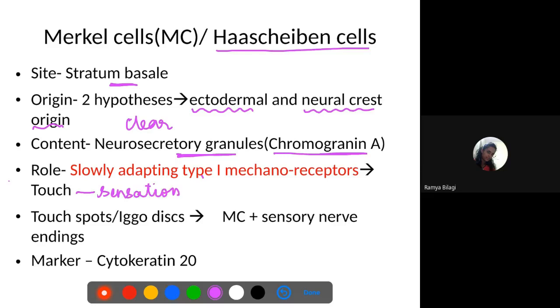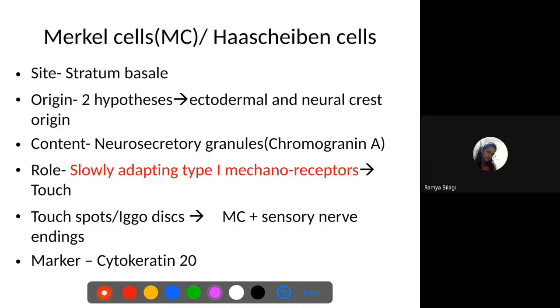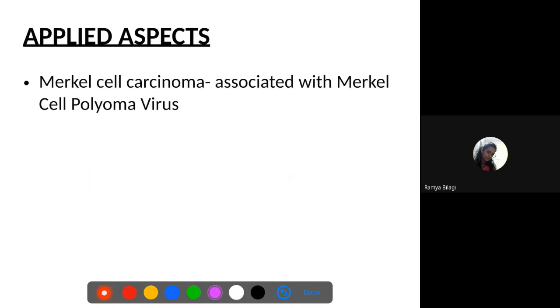They are present along with the sensory nerve endings. That is called touch spots or Iggo dome. The marker is cytokeratin 20. Applied aspect, the Merkel cell polyomavirus can cause Merkel cell carcinoma. Now that we know that Merkel cells mediate the sensation of touch, let's know other sensory receptors of the skin.